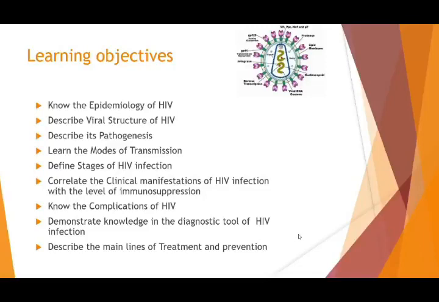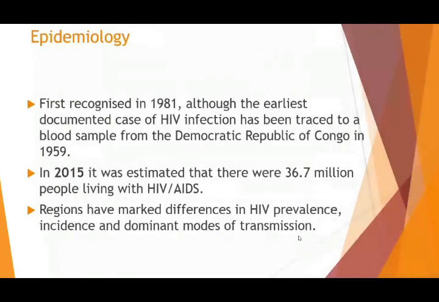of HIV infection and preventive tools. What about the epidemiology of HIV? It was first recognized in 1981, though the earliest documented case of HIV infection has been traced to a blood sample from the Democratic Republic of Congo in 1959.